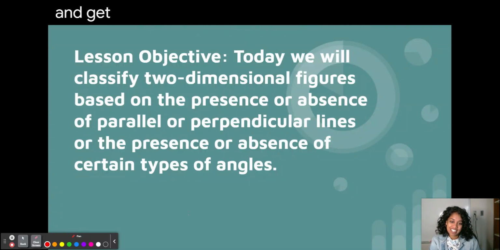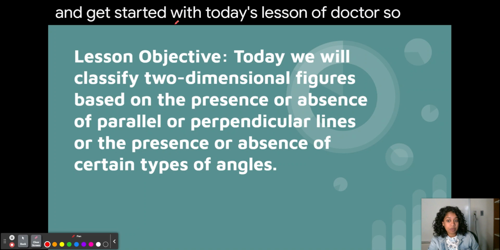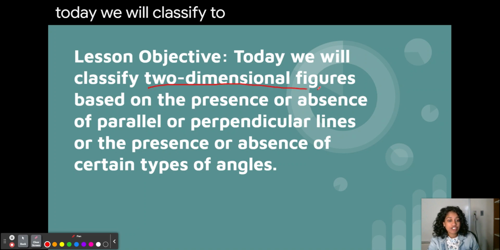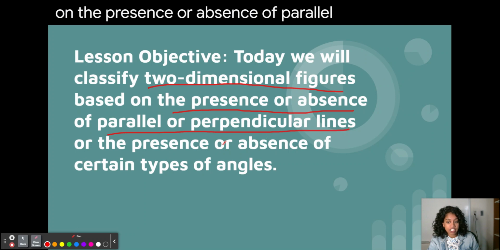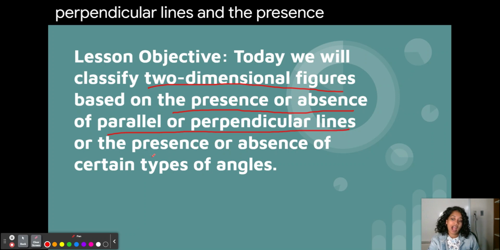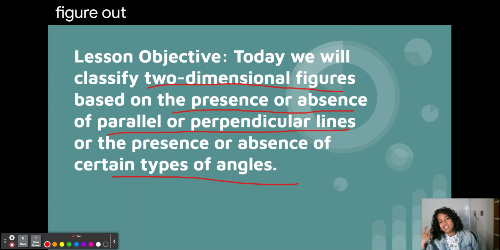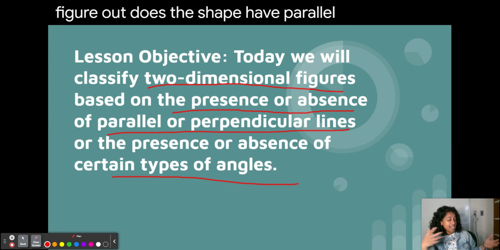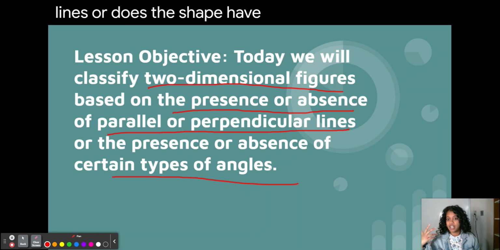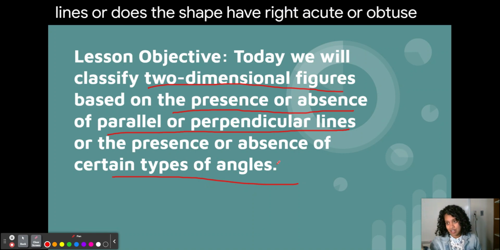Let's go ahead and get started with today's lesson objective. Today we will classify two-dimensional figures based on the presence or absence of parallel or perpendicular lines and the presence or absence of certain types of angles. Basically, we're going to figure out: does this shape have parallel or perpendicular lines, or does it have right, acute, or obtuse angles?